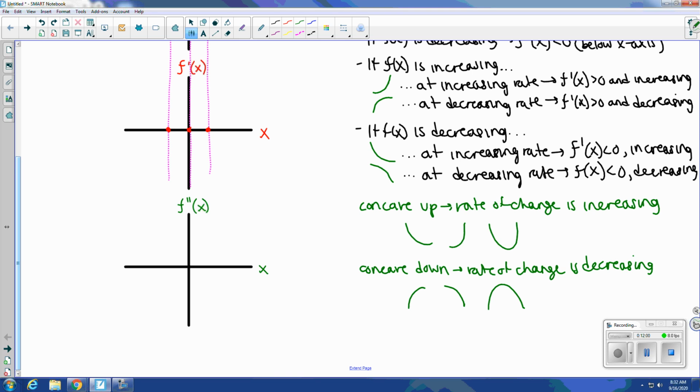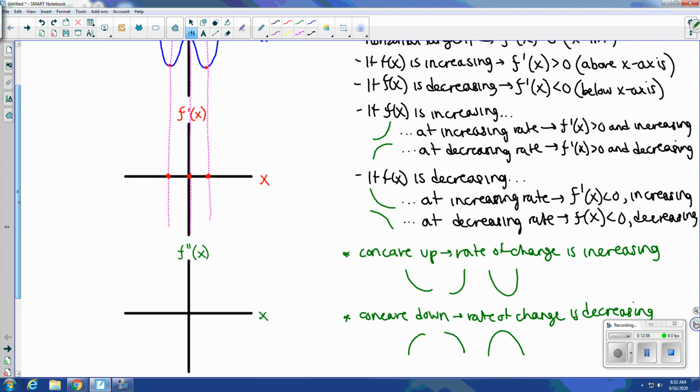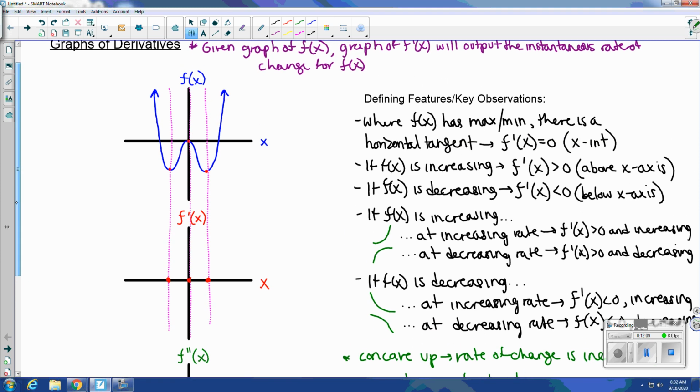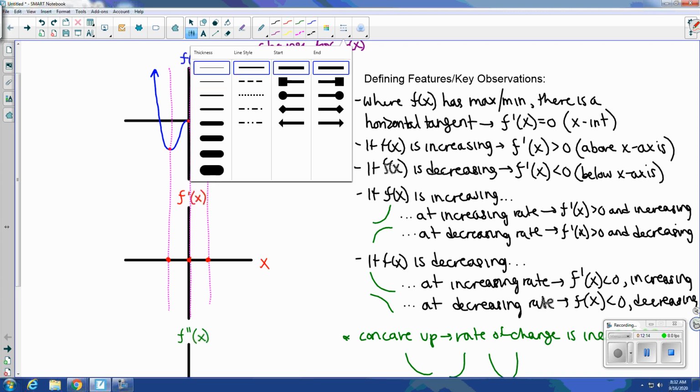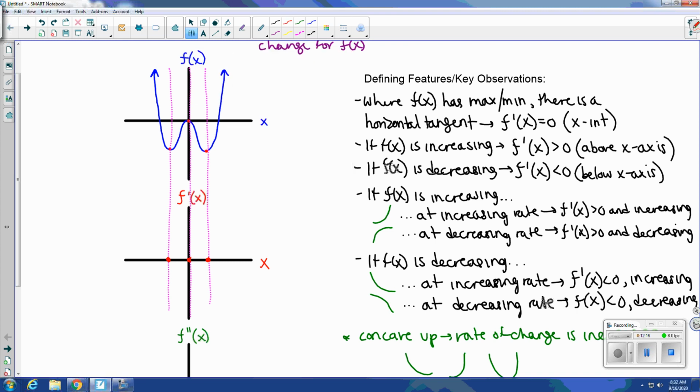So now we have all the information we need to graph. So let's go back to our original graph. We have our graph of f of x. We're going to attempt to draw f prime. So we've already identified where the zeros are. In my leftmost region, this is decreasing. Now at what rate? Well, this looks like it's decreasing at an increasing rate.